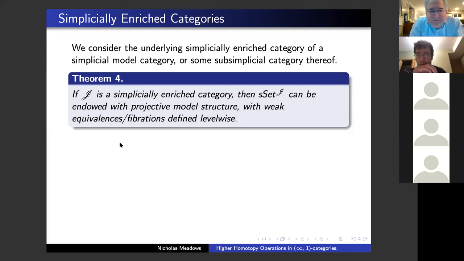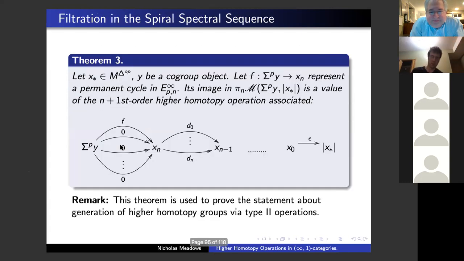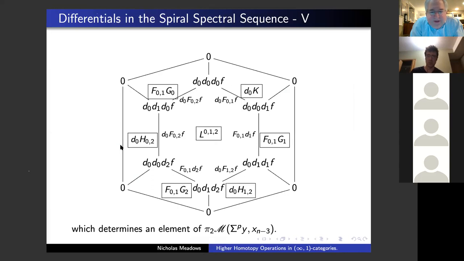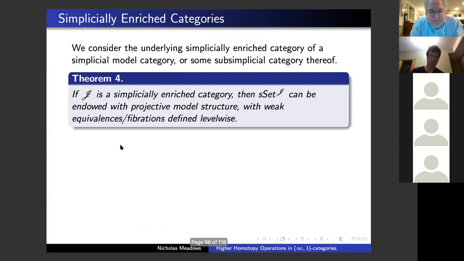What are our choices? The choices were to go in more detail about the differentials in spectral sequences, or to talk about how we can do type 2 operations in quasi-categories, where the composition is no longer strict like it is in a simplicially enriched category. I personally prefer the second, but if anybody else has an opinion that's more important than mine. I vote 2 as well. Yeah. Okay.